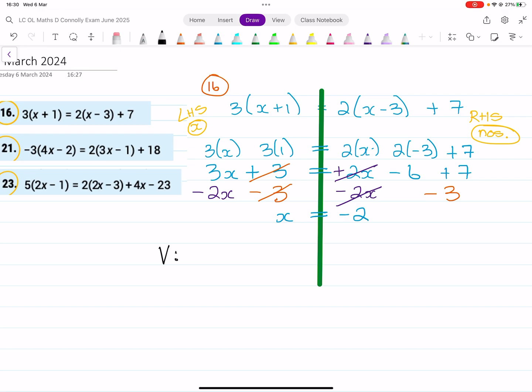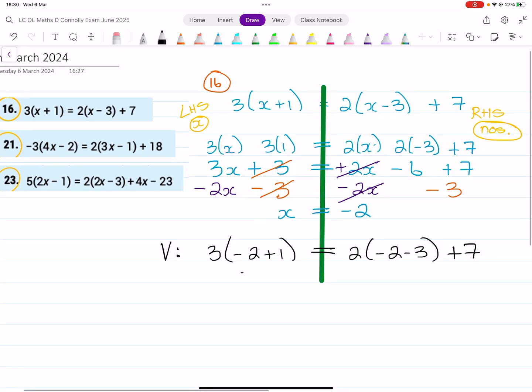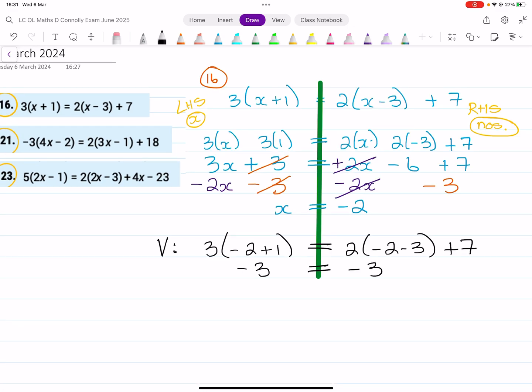So if we go back up to the very top line and replace all our x's with a minus 2 and check if it works. Minus 2 minus 3 plus 7. So the left hand side, I'm typing in 3 bracket minus 2 plus 1 close bracket. And this gives me minus 3. And if we're right, then the other one should also give me minus 3. So 2 bracket minus 2 minus 3 close bracket plus 7. Yeah, minus 3. So that's correct, which means this is the correct answer.